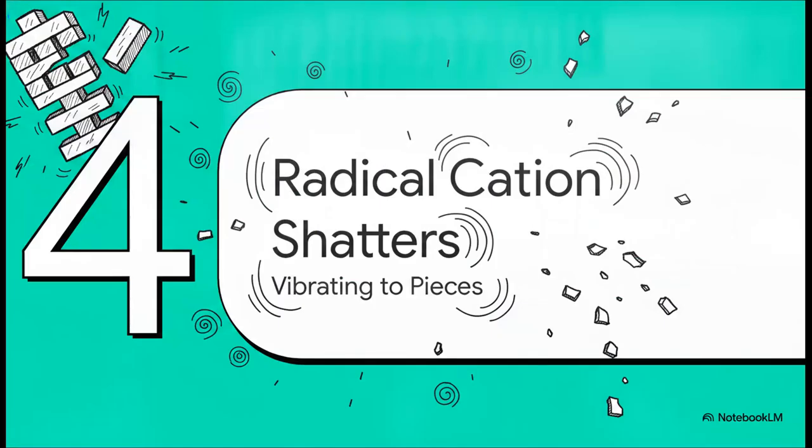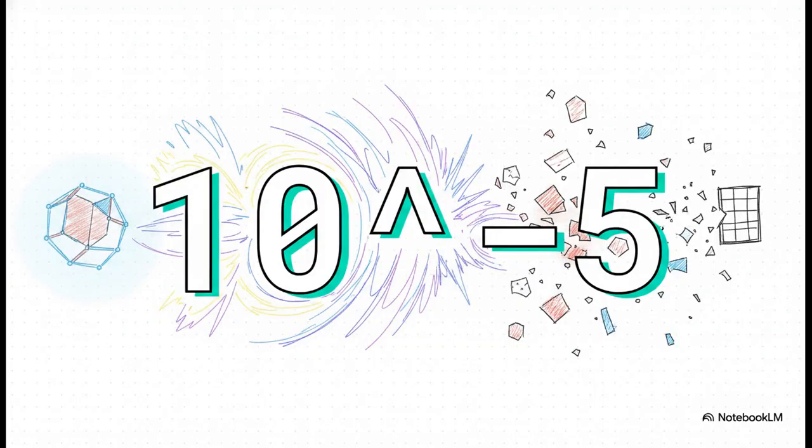Part 4. The radical cation shatters. So, we've knocked a crucial piece out of our molecular Jenga tower, and we've pumped it completely full of excess kinetic energy. What happens immediately after that destabilization? Look at this number, 10 to the negative 5th seconds. That is a tiny fraction of a single microsecond. Because the radical cation is in such a highly excited, violently vibrating state, time is of the absolute essence here.